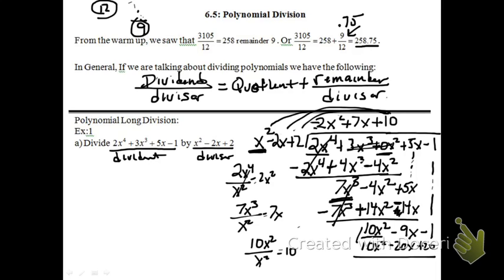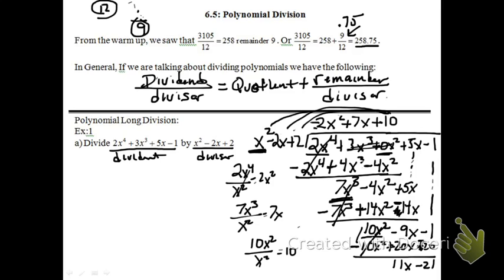Now we have to subtract that off. That'll become a minus. This turns into a plus. And the positive 20 turns into a minus. If you subtract, these cancel as they should. Negative 9x plus 20x is 11x. Negative 1 minus 20 is minus 21.